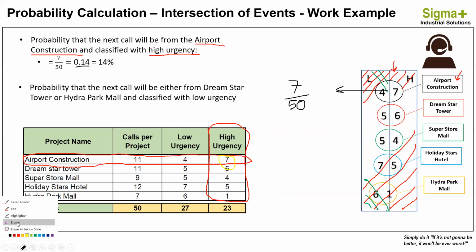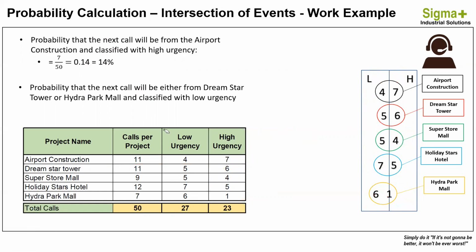So let's now go to the second requirement, probabilities, right? The second probability study is mainly to study the probability that the next call will be either from the Dream Star Tower project or the Hydra Park Mall. So you can see the logical relation between both events, like the last example.